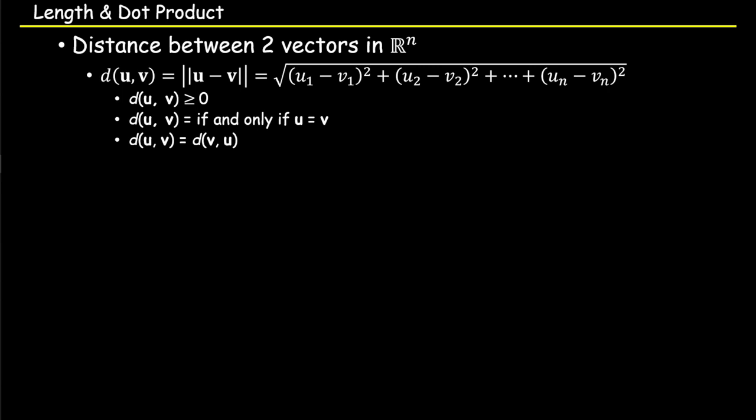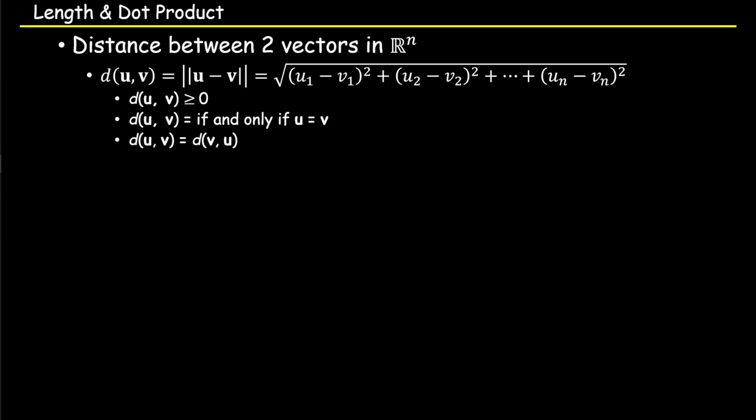Because you're taking the square and then the square root, this tells us that the distance can never be negative. It can be 0, so the distance is greater than or equal to 0. The only case where it is equal to 0 is if vectors u and v are the same. Another thing to note is that the distance between u and v is the same as the distance between v and u. It doesn't matter which direction you're going, it is going to be the same thing.